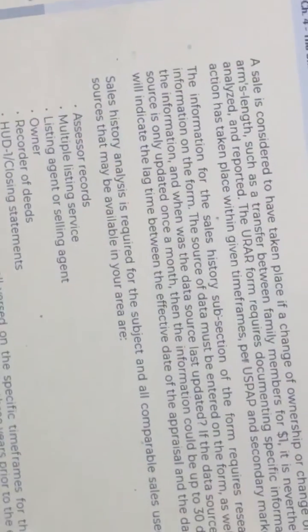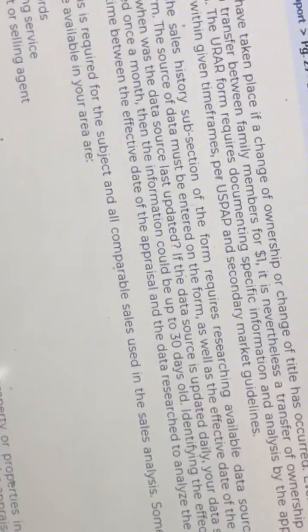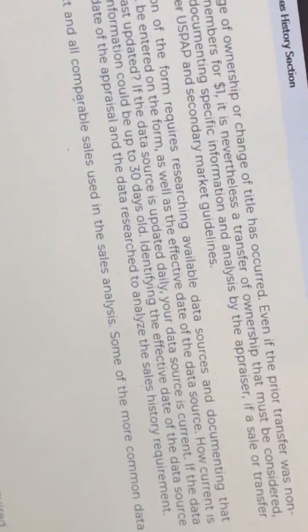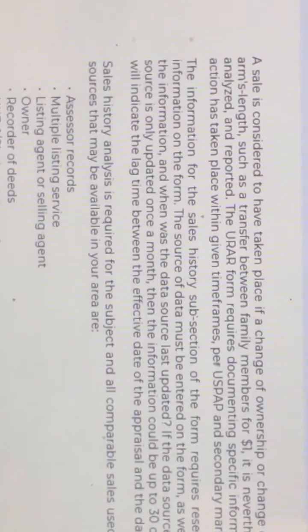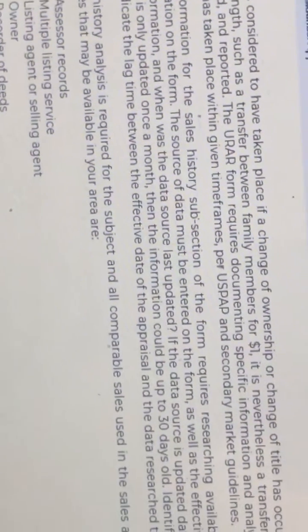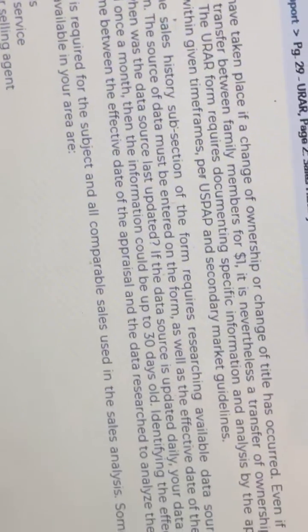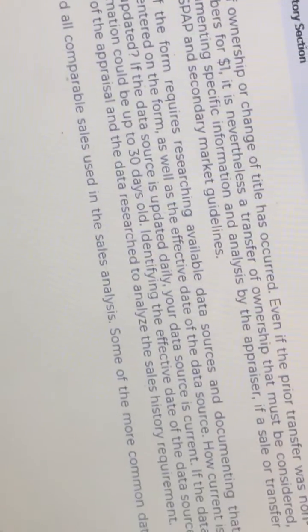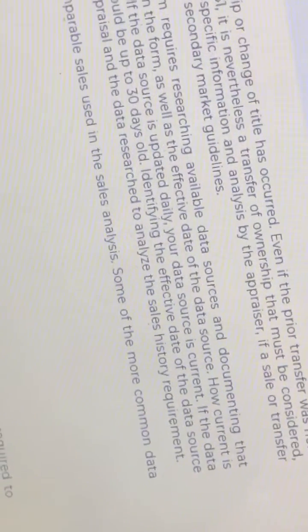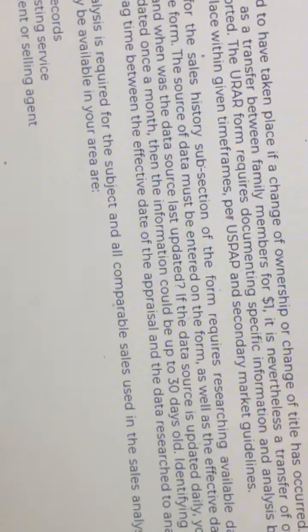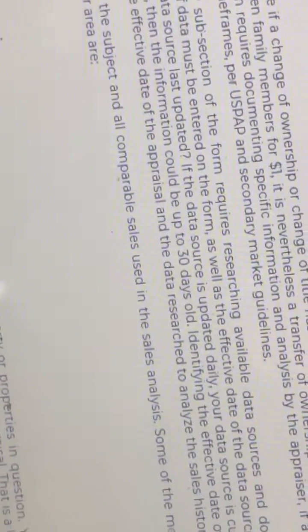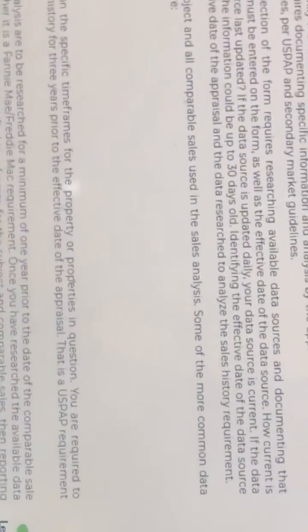The information for the sales history subsection of this form requires researching available data sources and documenting that information on the form. The source of data must be entered on the form as well as the effective date of the data source. How current is the information and when was the data source last updated? If the data source is updated daily, your data source is current.